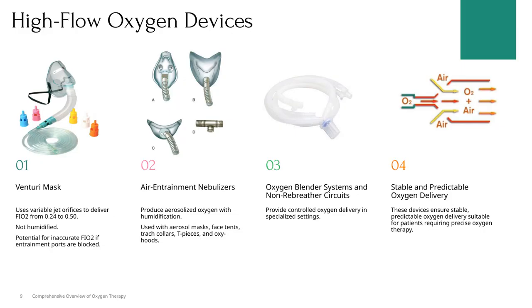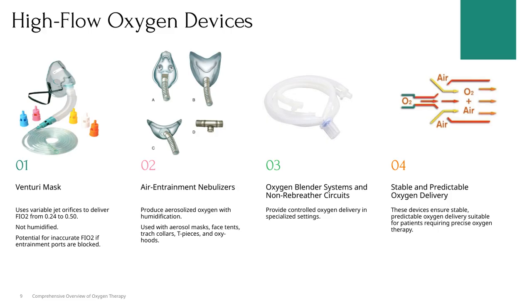Now, let's take a closer look at high-flow oxygen devices. One example is the air entrainment nebulizer, which produces aerosolized oxygen with humidification. This is particularly useful when we need to deliver oxygen in a mist form, often through devices like aerosol masks, face tents, trach collars, T-pieces, and oxy hoods. These setups help ensure patient comfort and effective oxygen delivery.